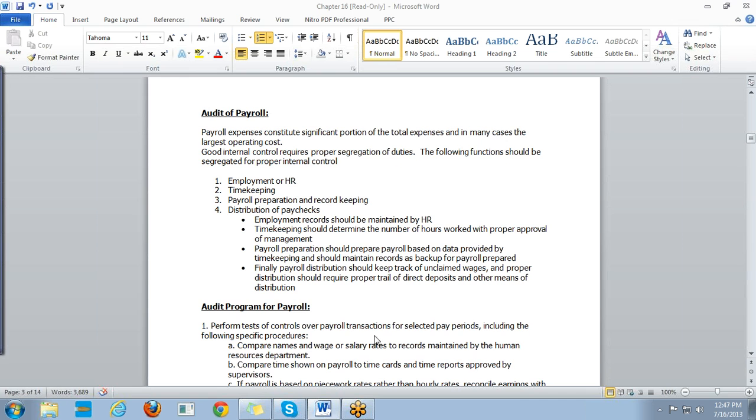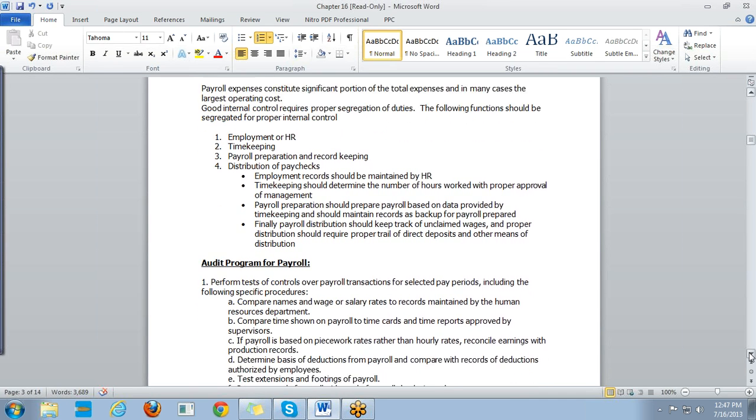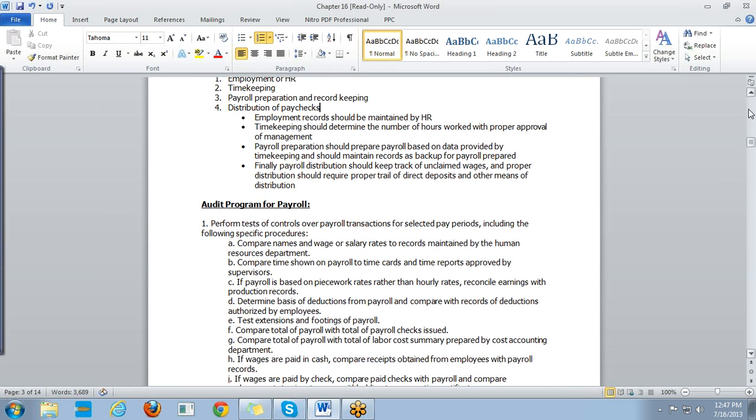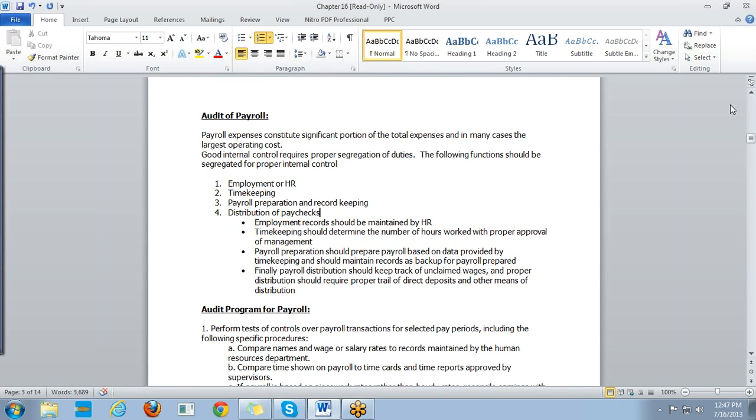I would suggest that you read this entire section that I've talked about, and that pretty much explains itself. But once you read this and then listen to what I have to say, it'll make much more sense. Now, when you hire, you're hired by HR. Your salary approval should be done by HR.